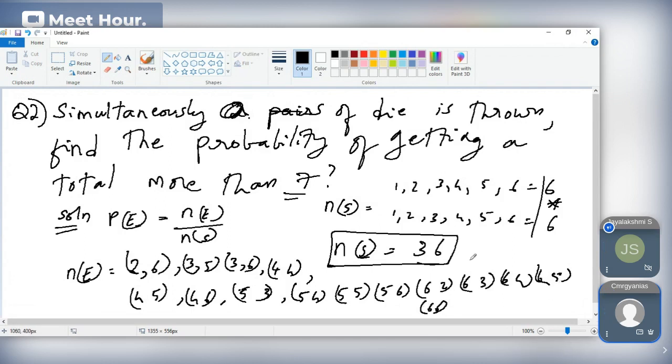So it is 15 by 36. This can be solved more, right? Yes, sir, solved, sir. 5 by 12 is the final answer. Okay, these are simple. I'll go into a little complicated ones. So 5 by 12 is the final answer. Next question.